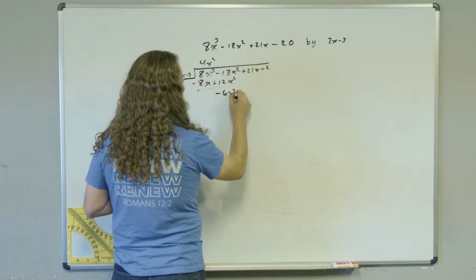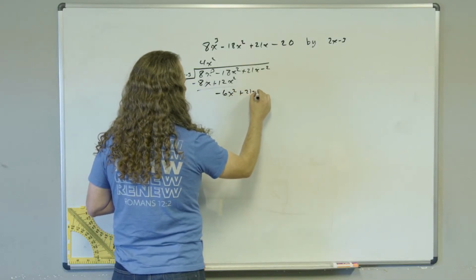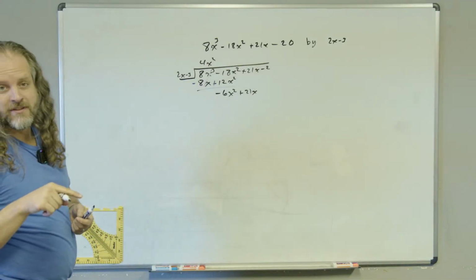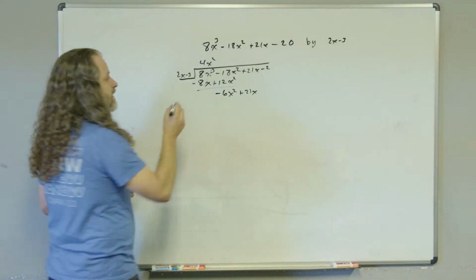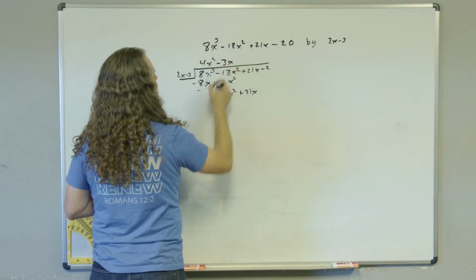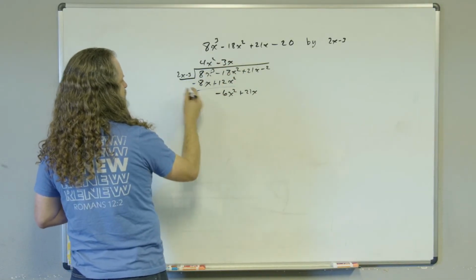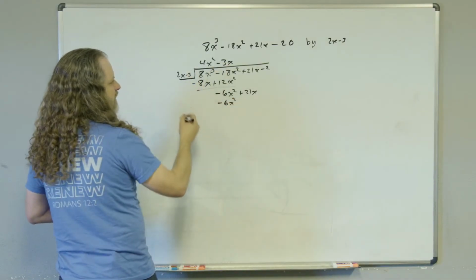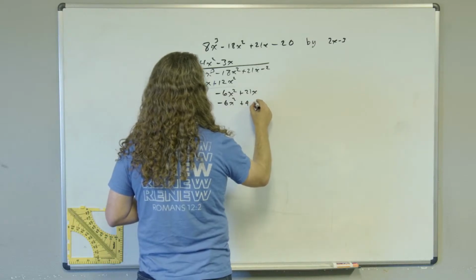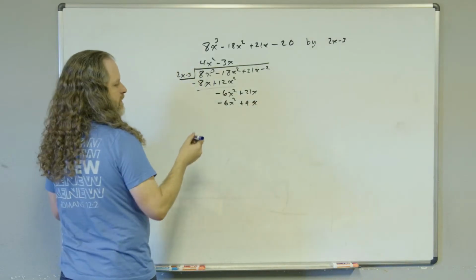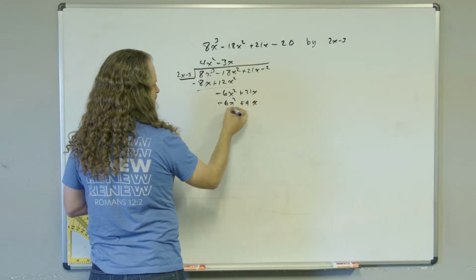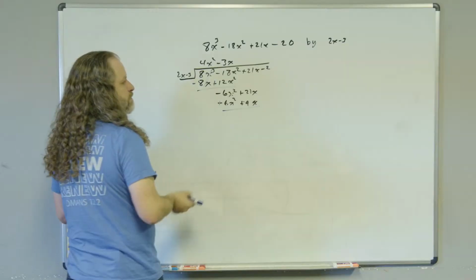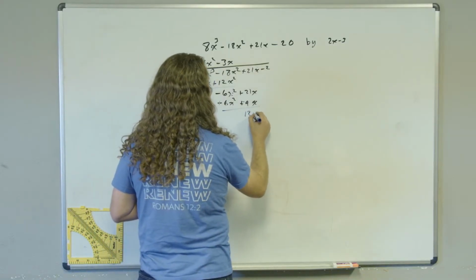Negative 6x squared. Bring it down. Plus 21x. Divide. 2x into negative 6x squared is negative 3x, right? Distribute. Negative 3x times 2x is negative 6x squared. Negative 3x times negative 3 is plus 9x. We subtract that, which means changing both the signs, right? Yep. That cancels. 21x minus 9x is positive 12x.